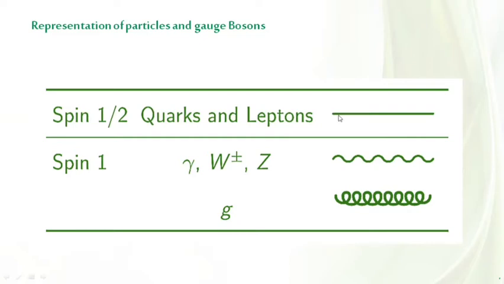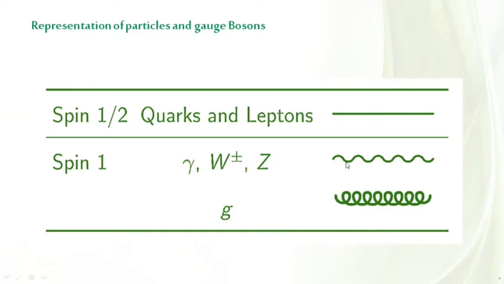For spin 1 particles like gamma, the quantum particles of the interactions or the gauge bosons, gamma, W plus minus, and Z bosons, and gluon. For gamma and W and Z, we represent it as a wavy line. For gluon we represent it as a curly line.